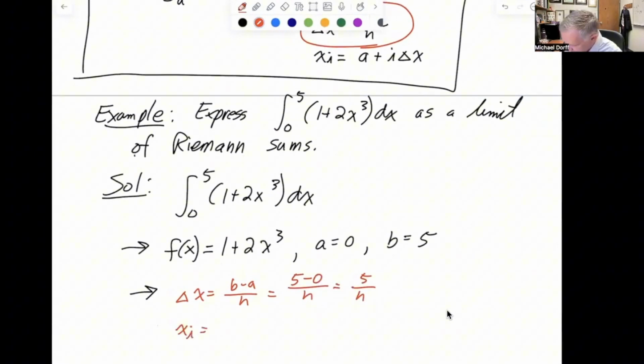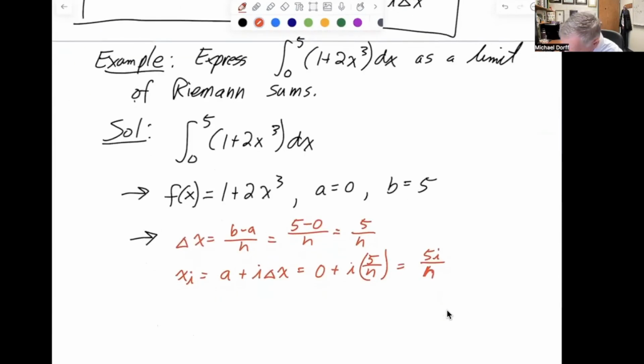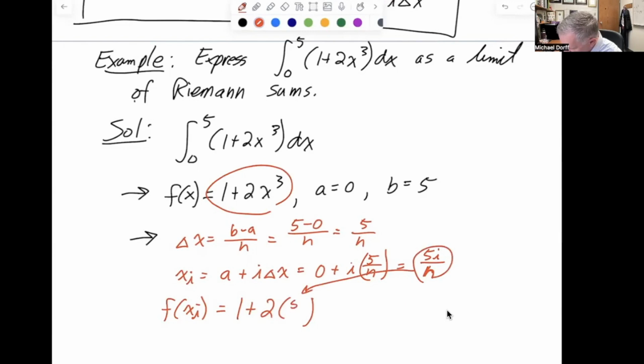x sub i equals a plus i delta x. So this is going to equal 0 plus i, and delta x was 5 over n, as we saw there, so we get 5i over n. That's x sub i. Okay, finally I can do f of x sub i. So this means I'm going to take my f function, which is up here, and I'm going to do 1 plus 2. And instead of putting x in there, I'm now going to put in x sub i. So that's going to be 5i over n cubed.